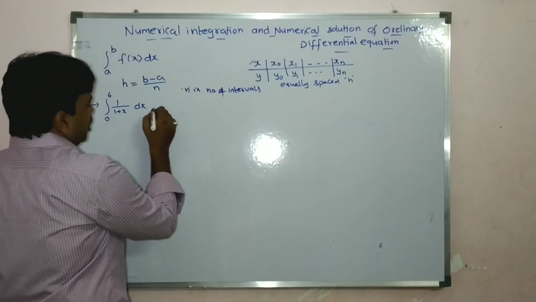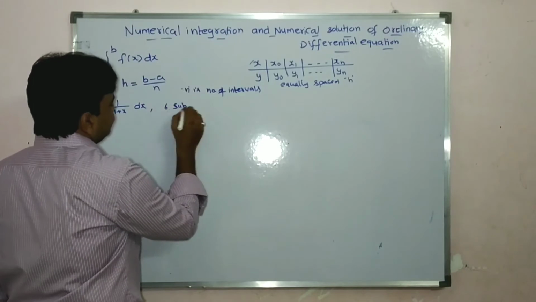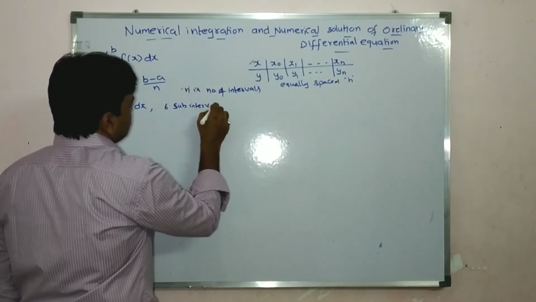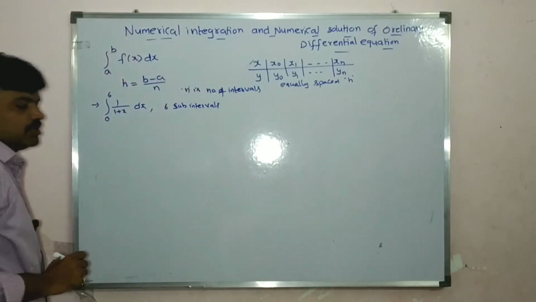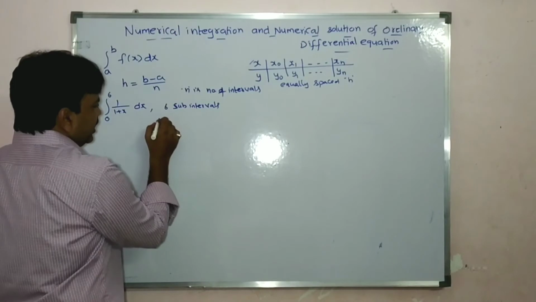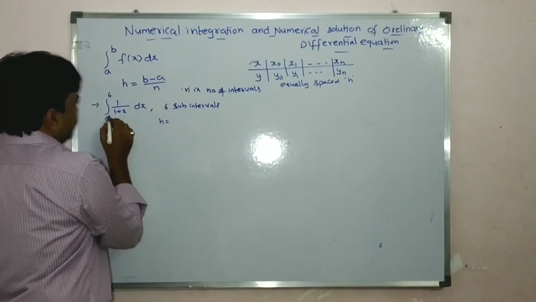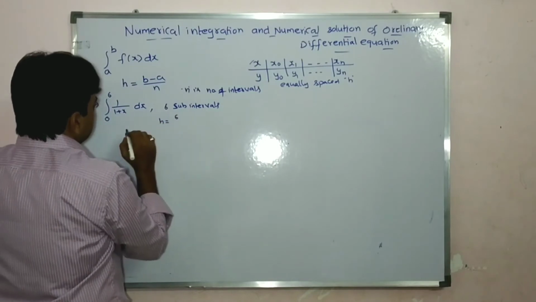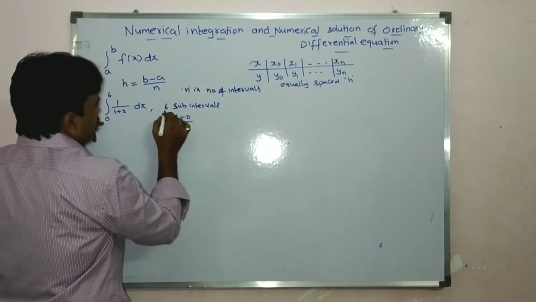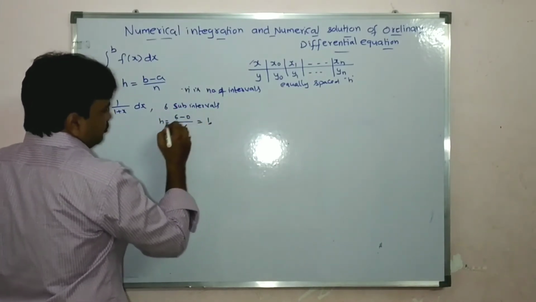Now in the problem, 6 subintervals are given. 6 subintervals means we need to find the h value first, students. What is h here? (b minus a) by n. b is 6, a is 0, and the number of intervals is 6. So 6 by 6, we get 1 here, students.